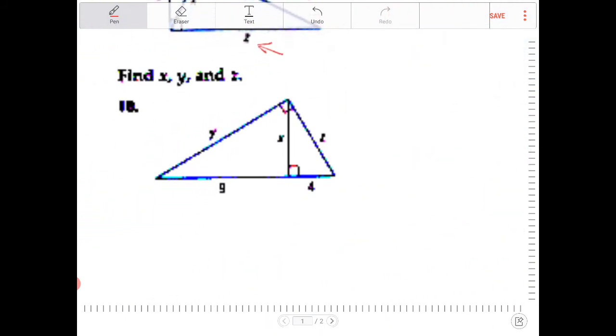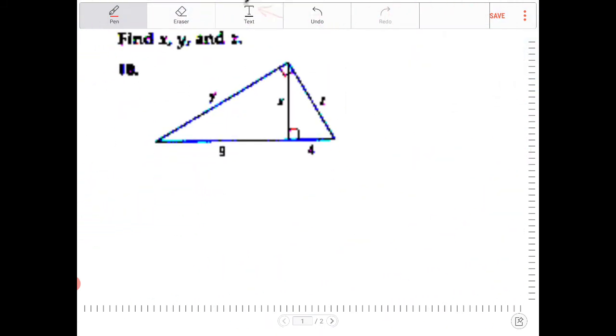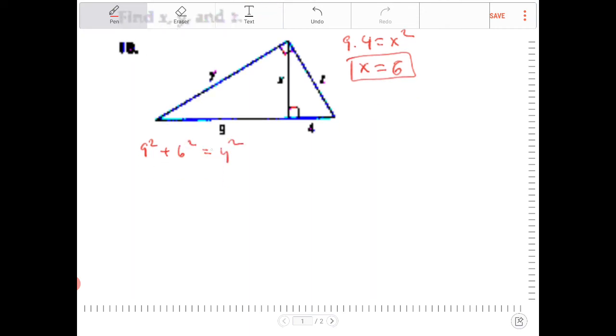Okay, moving on. Solving for x, y, and z. So 9 times 4 is equal to x squared, which means x is equal to 6. And I know that 9 squared plus x squared, 6 squared, is equal to y squared. So that's 45 plus 36. That will be 91. So I'm sorry, 81.